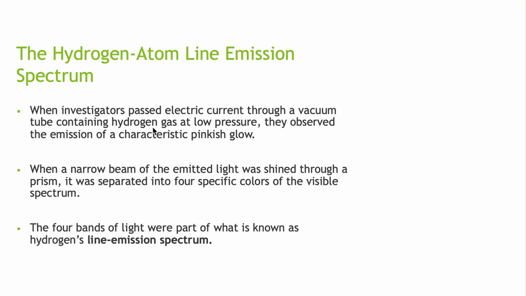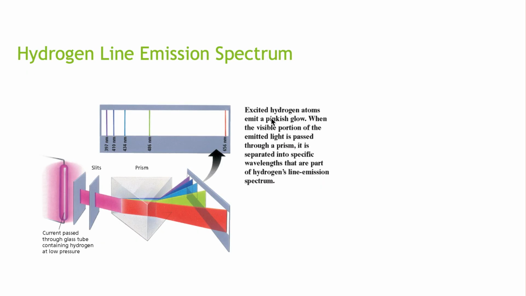When investigators passed electric current through a vacuum tube containing hydrogen gas at low pressure, they observed the emission of a characteristic pinkish glow. When a narrow beam of the emitted light was shined through a prism, it was separated into 4 specific colors of the visible spectrum. The 4 bands of light were part of what is known as the hydrogen line emission spectrum. And here it is here. The excited hydrogen atoms emit a pinkish glow, and when the visible portion of the emitted light is passed through the prism, it is separated into specific wavelengths that are part of hydrogen's line emission spectrum.